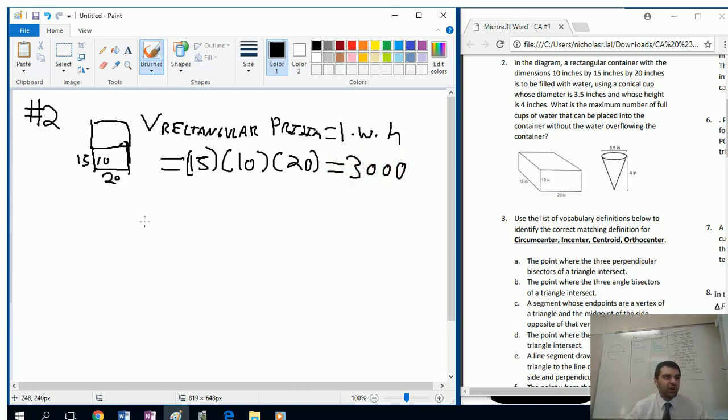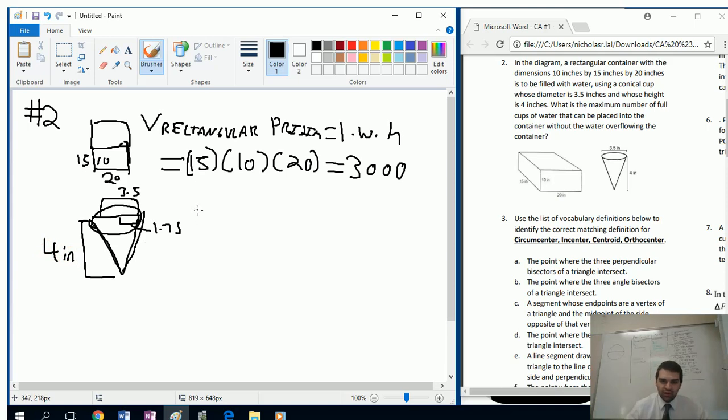Now, we're going to have to find the volume of the cone. So we have our cone here. We have a 3.5 inch diameter. So our diameter is 3.5 inches, which means that our radius is going to be half of that. So our radius, which is half of that, that's going to be 1.75. So now we look at the base, now we draw the rest of the cone. Sorry, poorly drawn cone. And the height of the cone is going to be 4 inches. This is all from the problem.